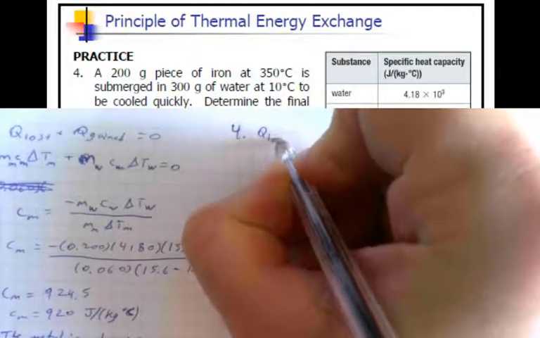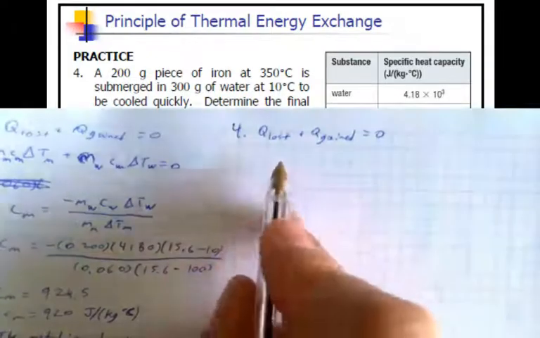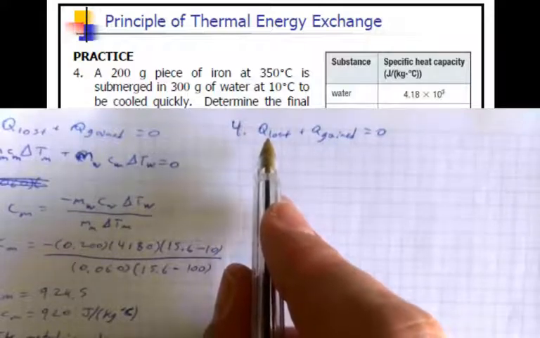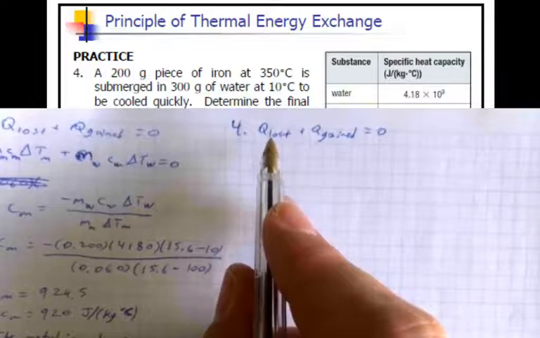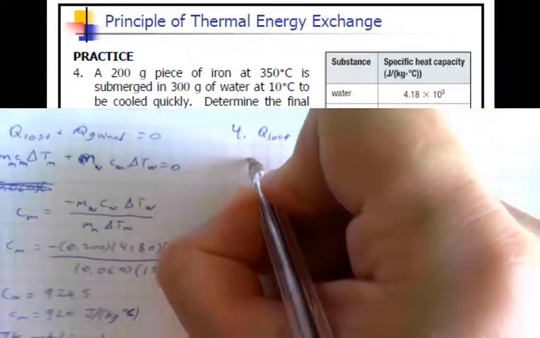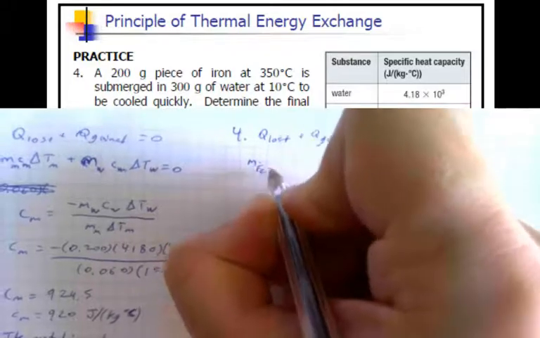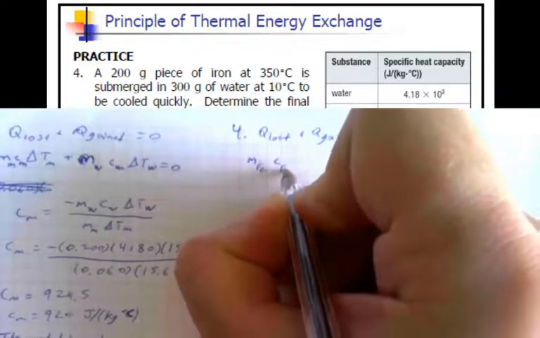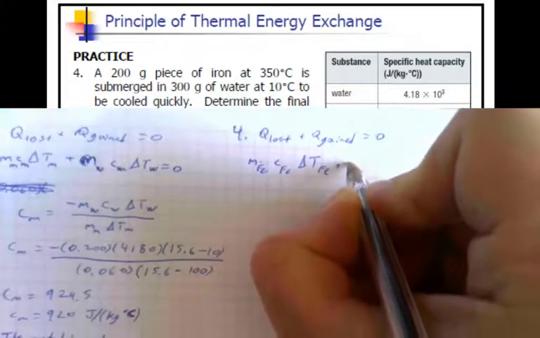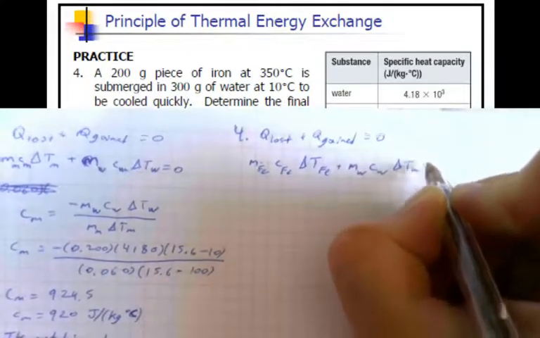So we have Q lost plus Q gained equals 0. First thing we need to do, one of these things is going to lose energy, one is going to gain energy. So I'm looking at this and I see the iron losing energy and the water gaining energy, because the iron is cooling down. So I'm going to put M of iron, Fe, C of Fe, delta T of Fe, plus MW, CW, delta TW equals 0.